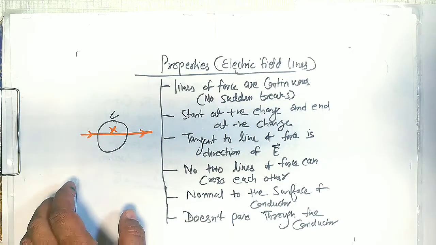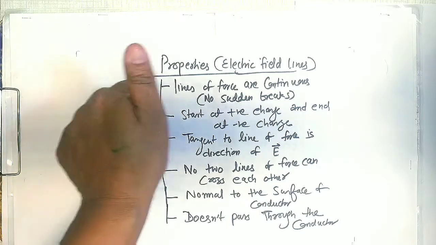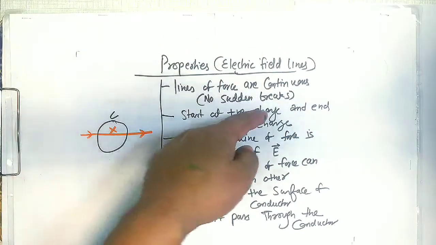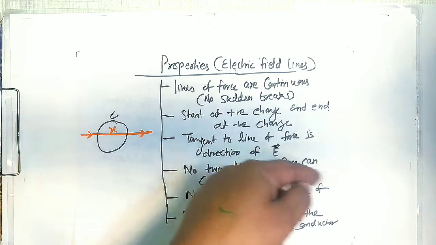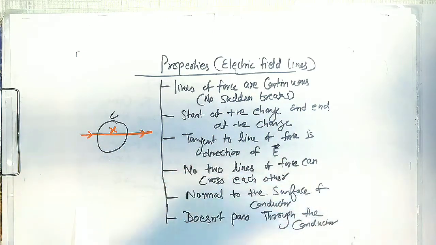Now we can draw the lines of force. You know that they are continuous. They start from positive and end at the negative charge. The tangent to the lines of force gives the field direction. No two lines can cross each other. They are normal to the surface of a conductor. They don't pass through the conductor.